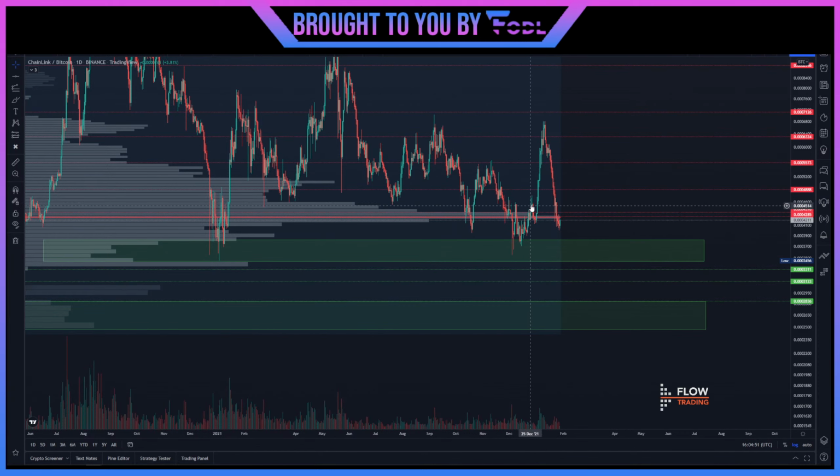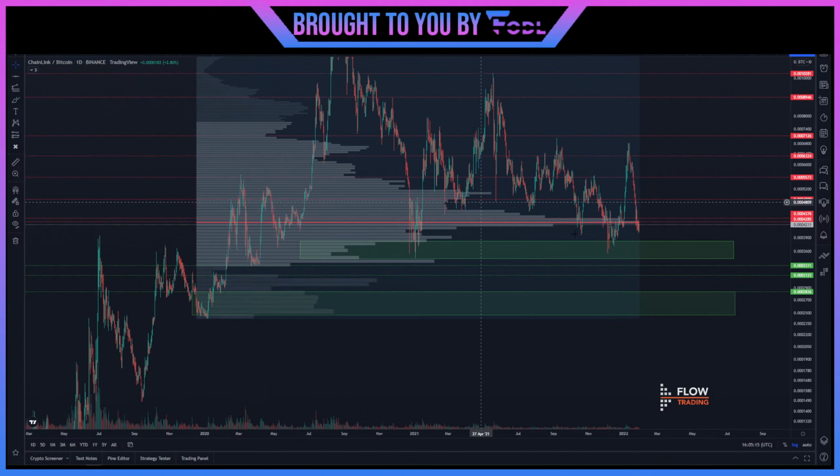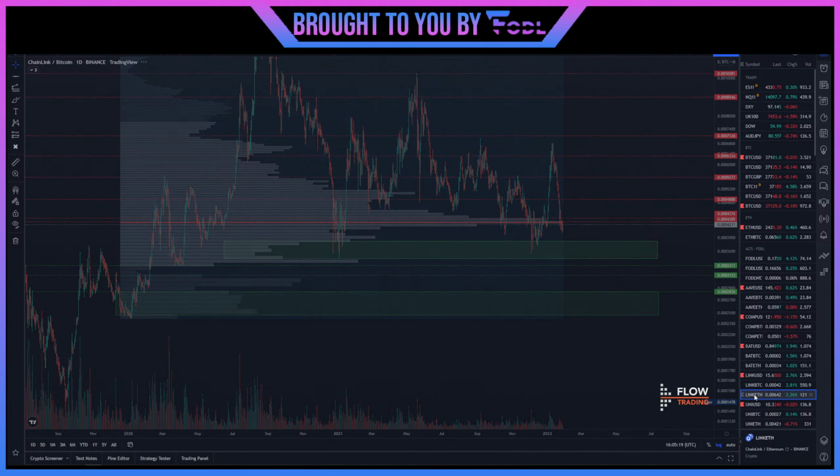You can see the last time we broke above it and confirmed that as support, it rallied massively. But we retraced the whole thing and now we're below it. So essentially if we can't get above these levels here, then I expect this level here, which is a low volume area, to act as support, and then we range between these levels. You've got levels of support, you've got levels of resistance. You can pause the video and take note of those if you like. So that's Link versus BTC.